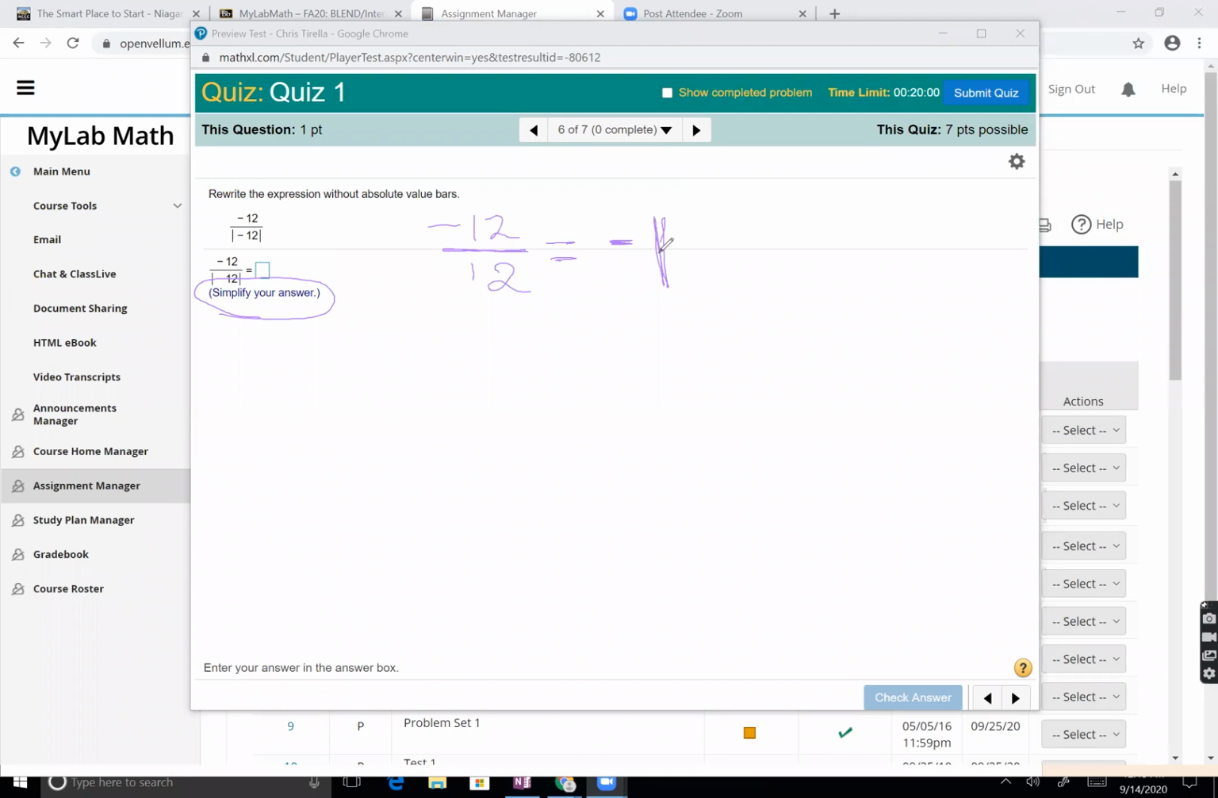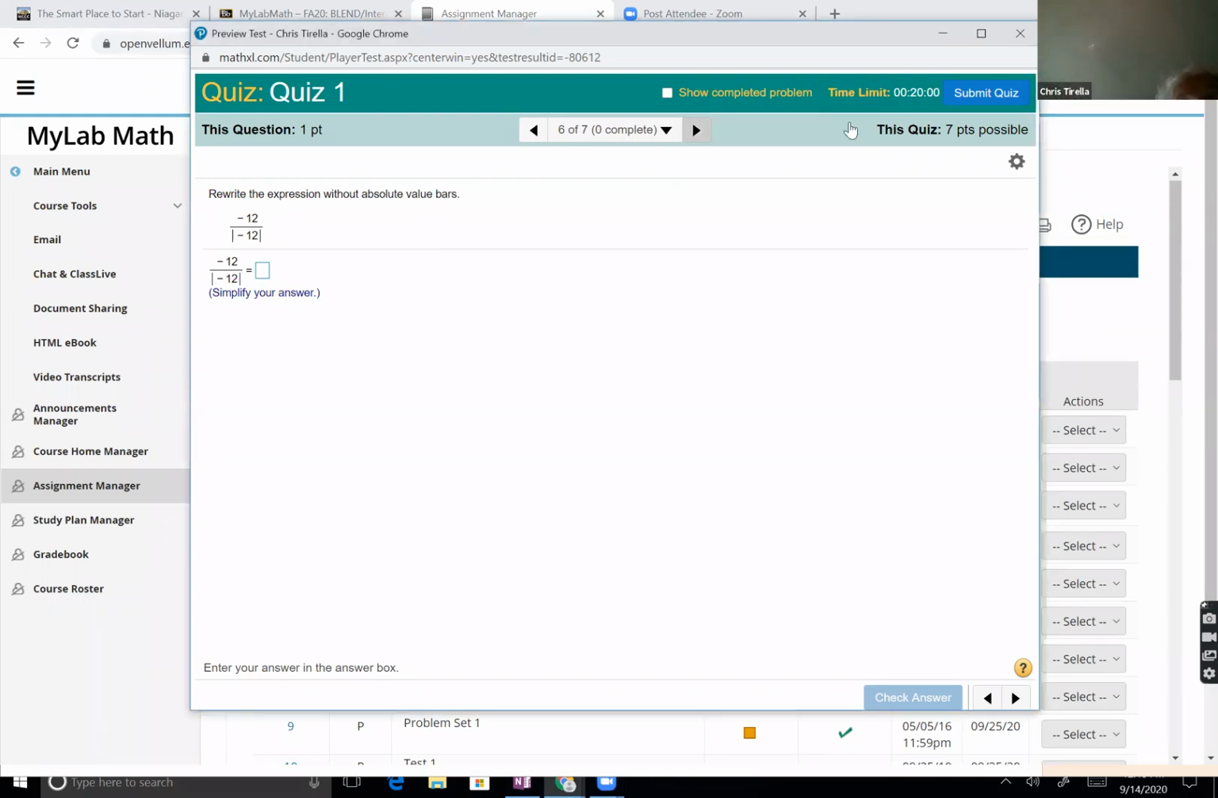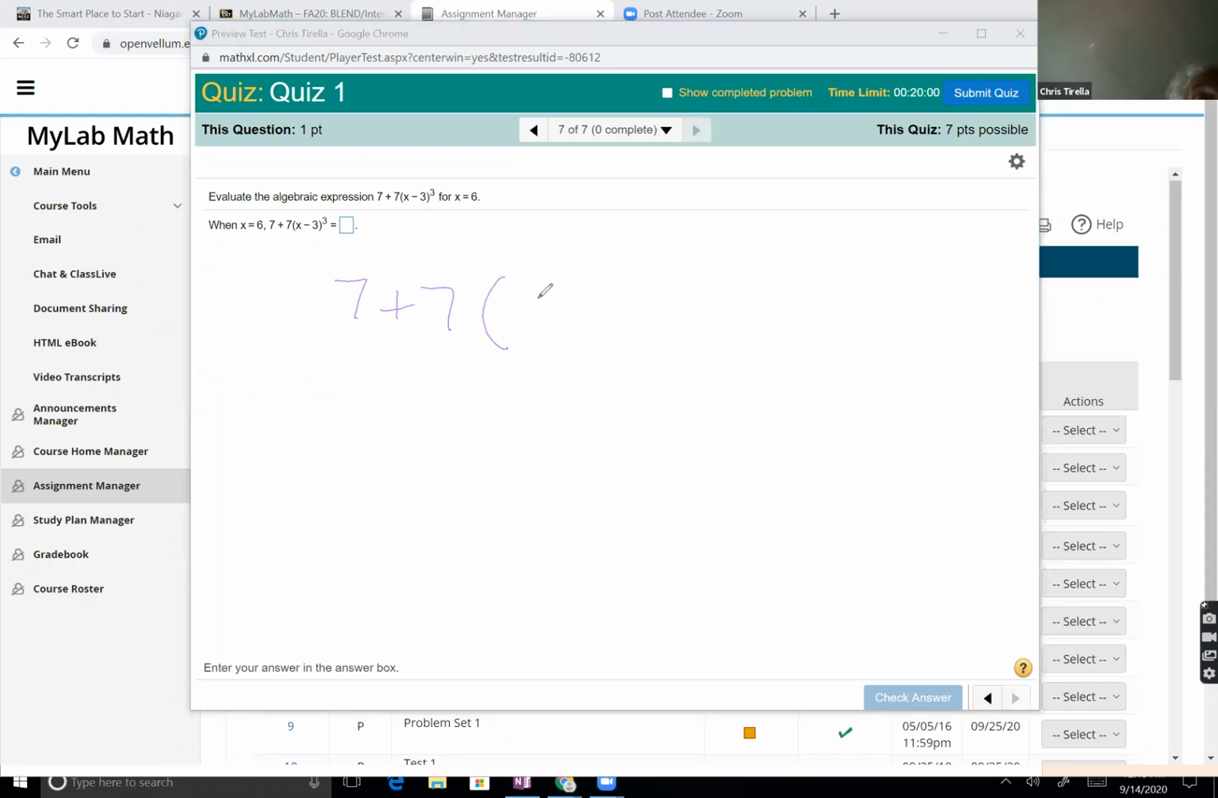Yeah. Yep. And then lastly, we need to evaluate this expression. So we've got 7 plus 7 times x minus 3, but we're told to put in 6 for x. So 6 minus 3 quantity cubed. Be careful with this. Order of operations says to start inside. They're just numbers, so I'm going to start by doing that subtraction. 6 minus 3 is 3.